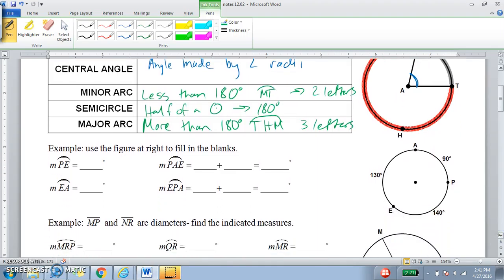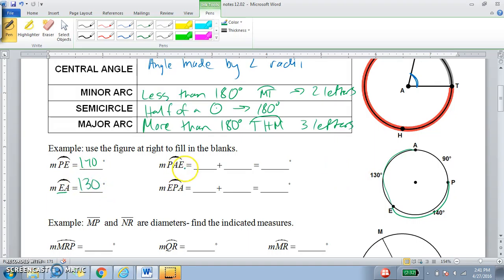All right, so use the figure at the right to fill in the blanks. It says the measure of arc PE, well, from P to E is 140 degrees. Remember, we measure arcs in degrees. When we're talking about their length, we would need to set up a proportion for that. And then EA, from E to A, again, it doesn't matter which direction you're going, you just go in the direction of the letters. So from E directly to A, the shortest distance there would be 130 degrees.